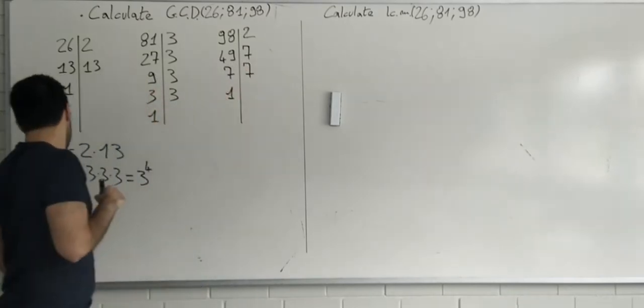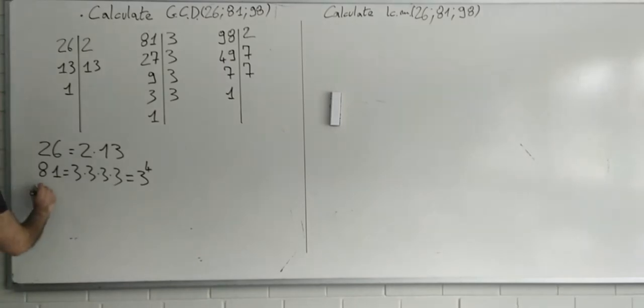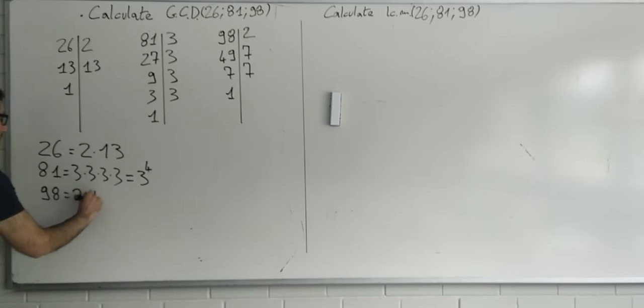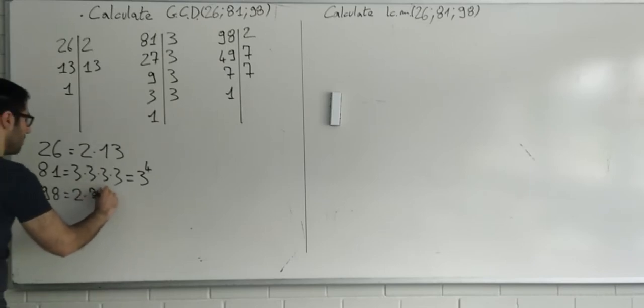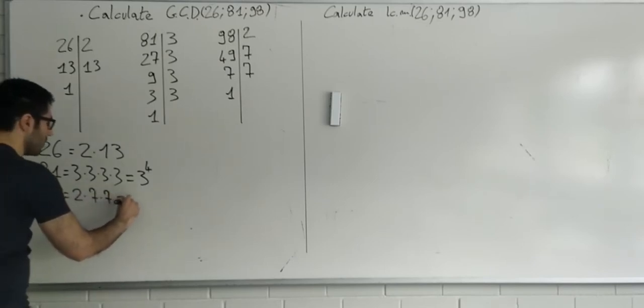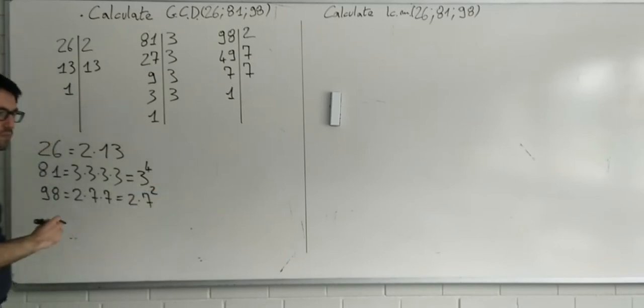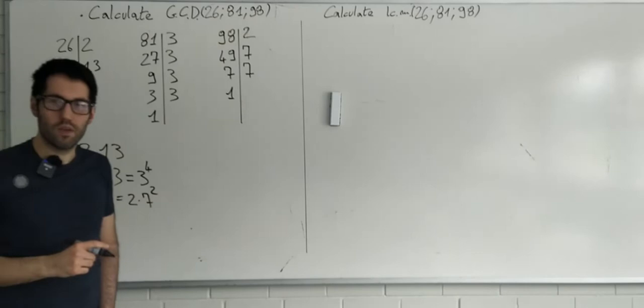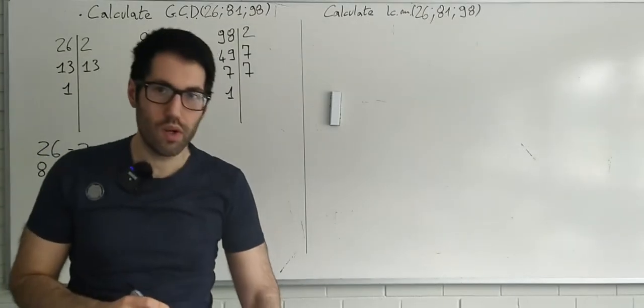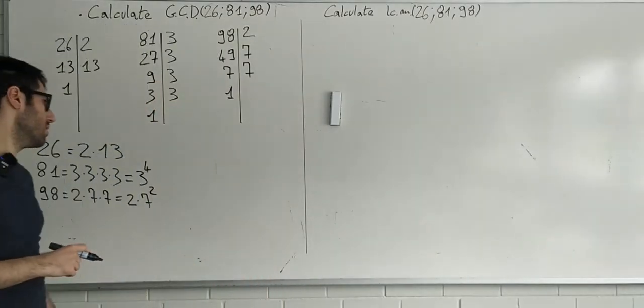1. Okay, we have reached the result that 98 can be written as 2 times 7 times 7, which can be shortened to 2 times 7 to the power of 2. Okay, we have all the ingredients to cook our greatest common divisor.